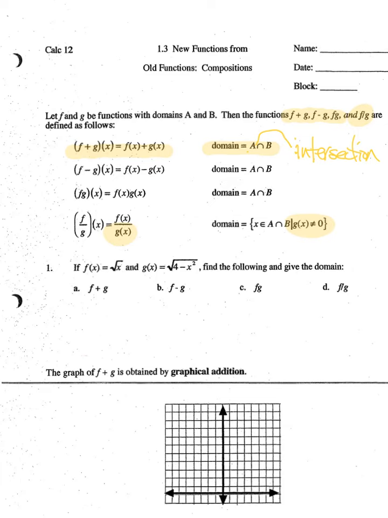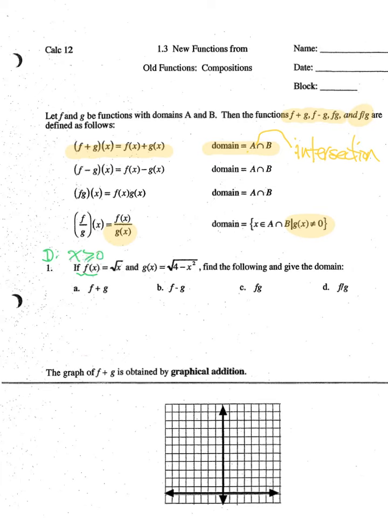Okay, so here's a little example of that. If f at x is root x, and g at x is root of 4 minus x squared, then what would be the domain? Okay, so let's start by looking at the domain for f at x. So for f at x, my domain would be, of course, x bigger than or equal to 0.